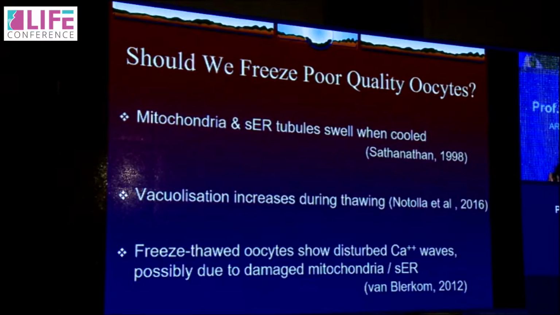Should we freeze poor quality oocytes? Well, when you freeze an oocyte, this is slow freezing, by the way, so with vitrification the whole picture changes. But with slow freezing, we know that mitochondria and SER tubules do swell when they're cooled. And we know that when we thaw them, you get increased vacuolization. And we know that from slow frozen embryos, calcium waves were always a bit disturbed. However, as I say, this data was from slow frozen embryos. It might be a different picture now that we've got vitrification.